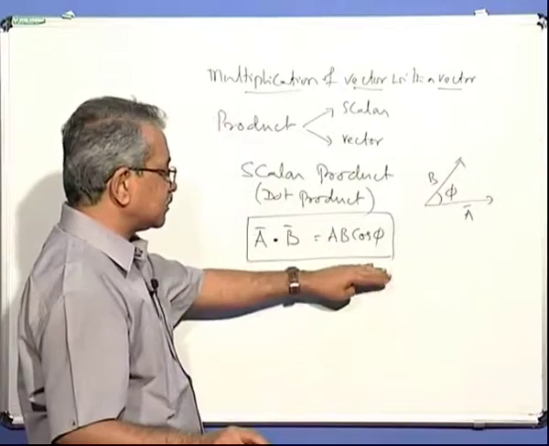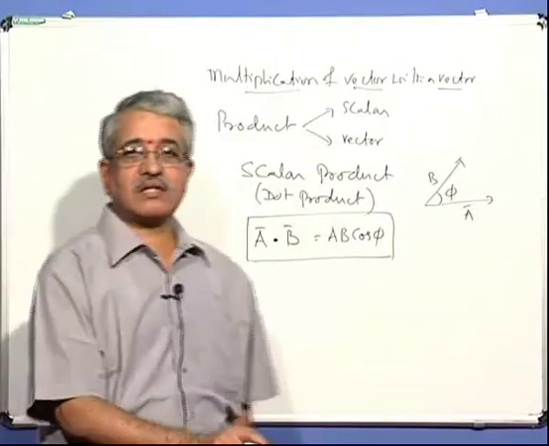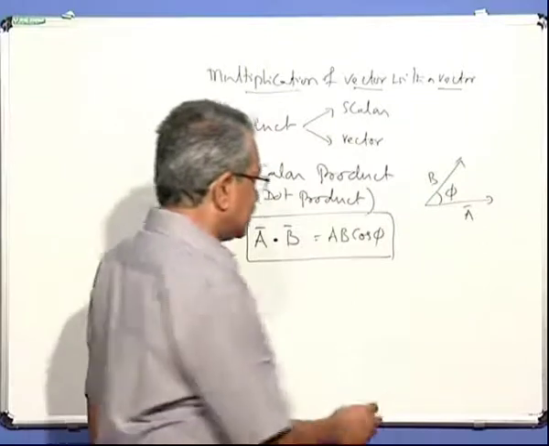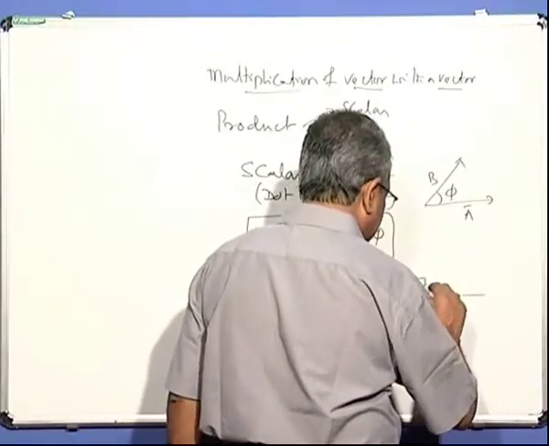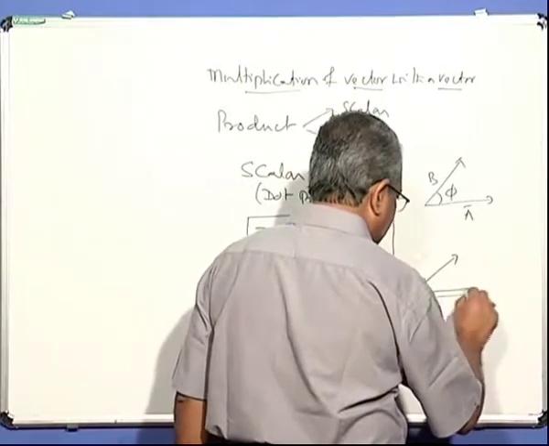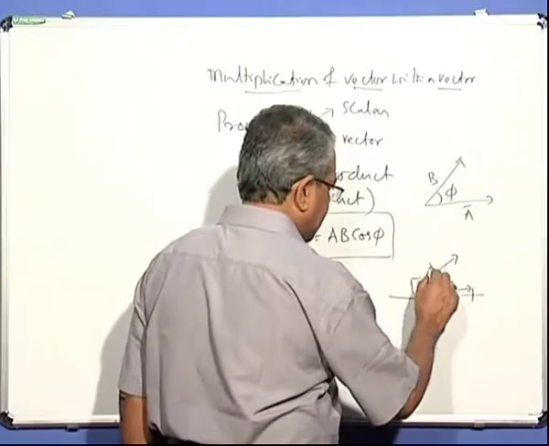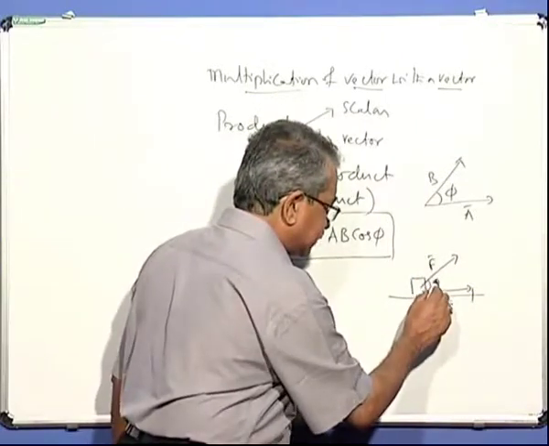Let us understand this product very clearly first. When will such a thing come? Where are such provisions coming up? Example, unless you know the example, you will not know. Suppose there is a body, there is a force applied like this, and the body moves in this way, its displacement is in this direction, and the force F is applied at an angle theta or phi, you can say.